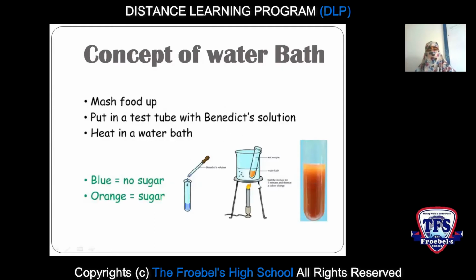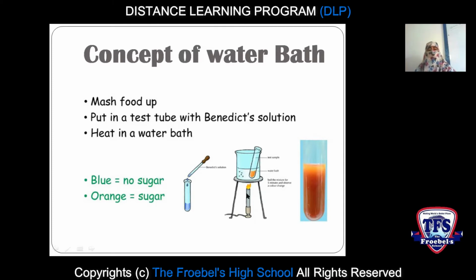To make your concept of water bath clearer, pay attention to this diagram. This diagram is showing a water bath. First of all, there is a tripod stand. Below that is a Bunsen burner to provide heat energy. A beaker is kept on the tripod stand and it is filled with purified water. Insert the test tube containing the sample to be tested.